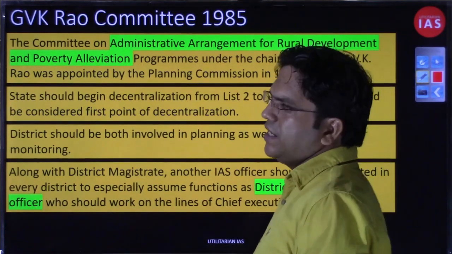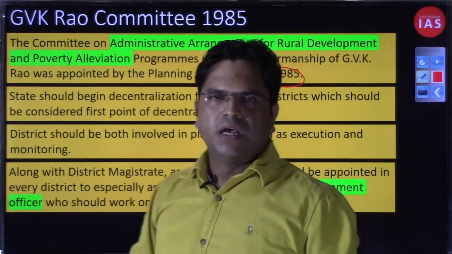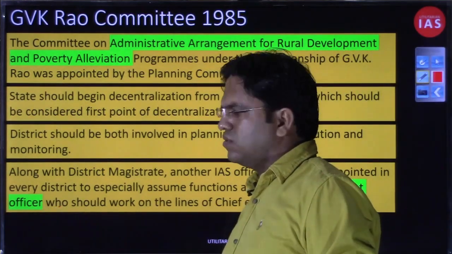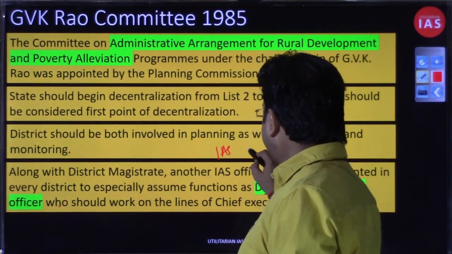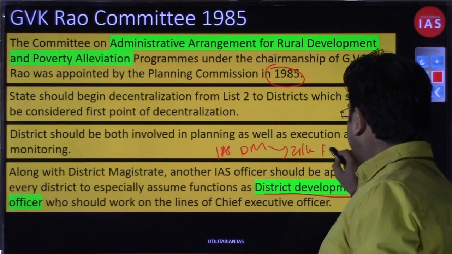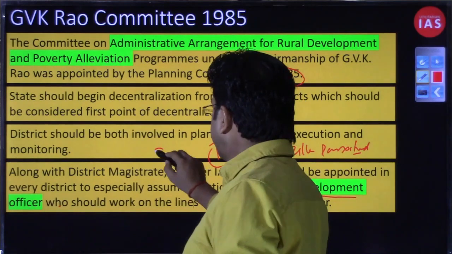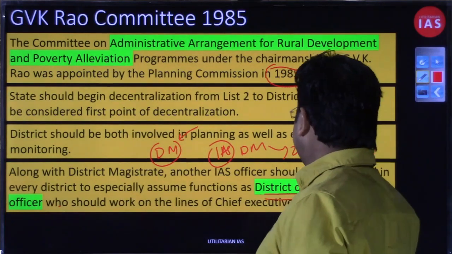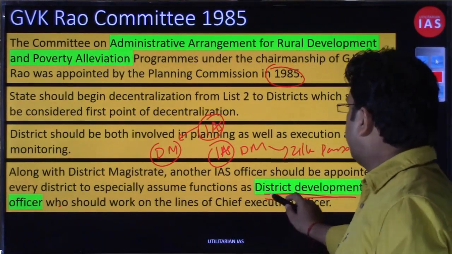If I talk about the GVK Rao committee, it had been established in 1985, and the only notable recommendation was for a separate district development officer. You had this IAS officer who used to be the district magistrate as well, and would chair the Jila Parishad as well. So what it told is that as far as the DM is concerned, you need to have a separate DM, but as far as the district development officer is concerned, have another IAS officer in the district who will have this developmental role.